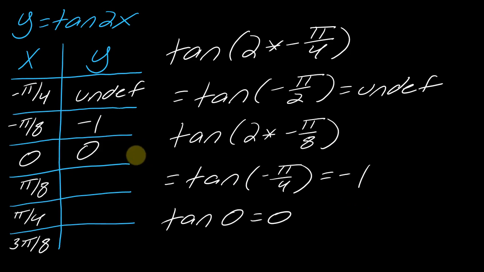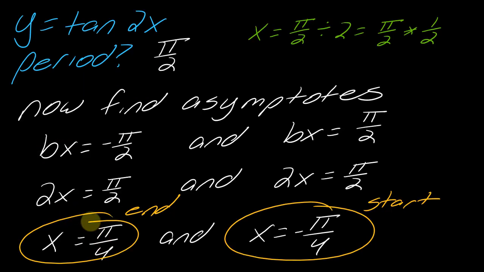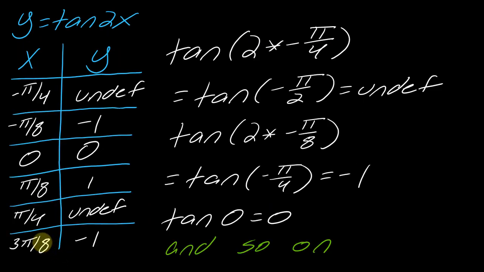Tangent of 0 is just going to be equal to 0, and then if I plug in tangent of pi/8, that's going to be 1. And then pi/4, once again, is going to be undefined. Now remember, pi/4 is what we said the end of the interval is supposed to be. That's what we found when we were doing this work. So this is supposed to be the end of our interval. That's actually what has naturally emerged, and we have confirmed that it is an asymptote. So we can feel pretty confident about that work. And then we can see that the interval starts all over again.